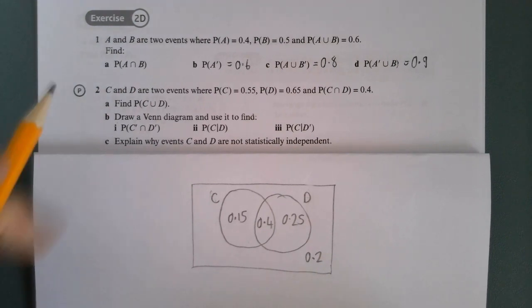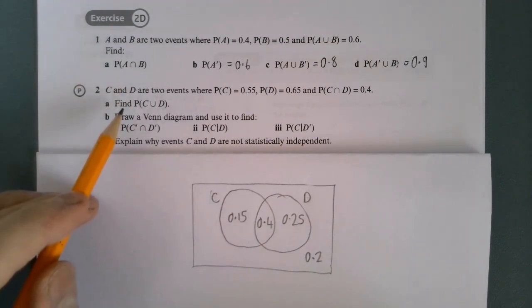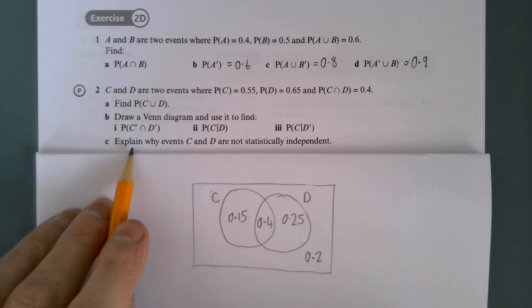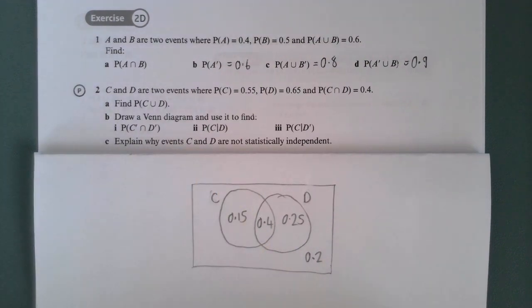And that second formula that I said I don't think we need, if you can do the first part of this question and the first part of this question, you don't need the formula. But let's now use the first formula, because we've got to explain in part C why events C and D are not statistically independent.